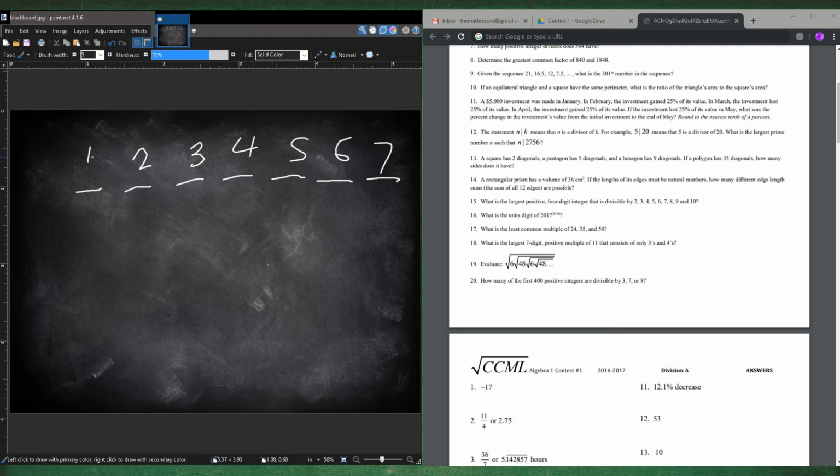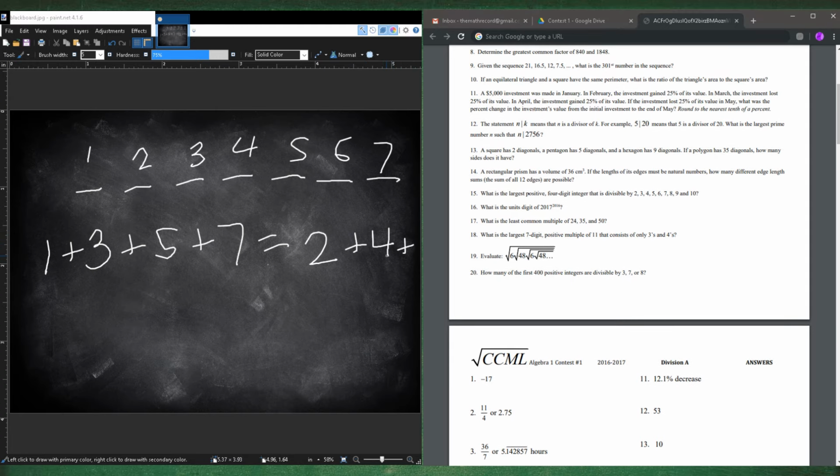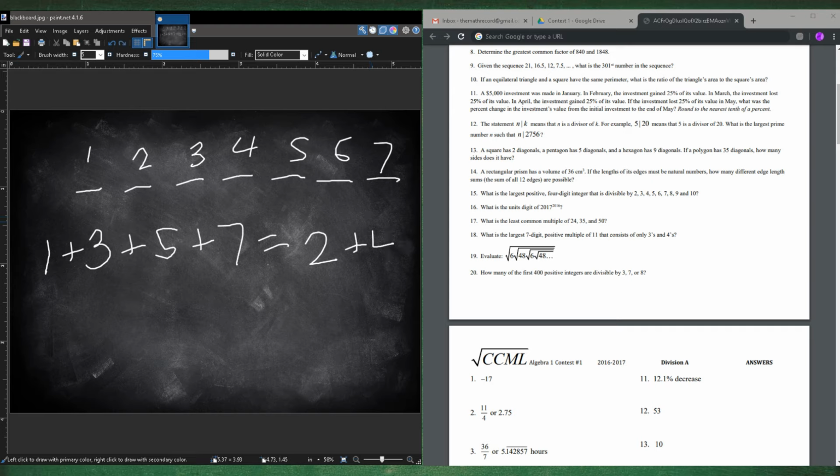If it's the first number minus the second number plus the third number minus the fourth number plus the fifth number minus the sixth number plus the seventh number, the two sums must be equal to each other. So the first, the third, the fifth, and the seventh must equal the second plus the fourth plus the sixth. So right off the bat, the highest number we can make if it's only made of 3s or 4s is if the first is equal to 4.